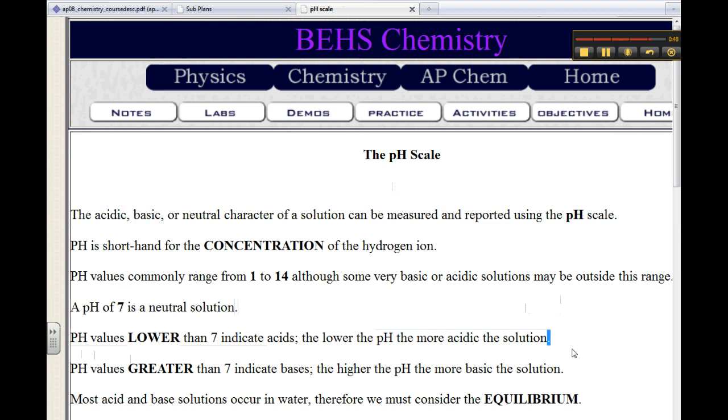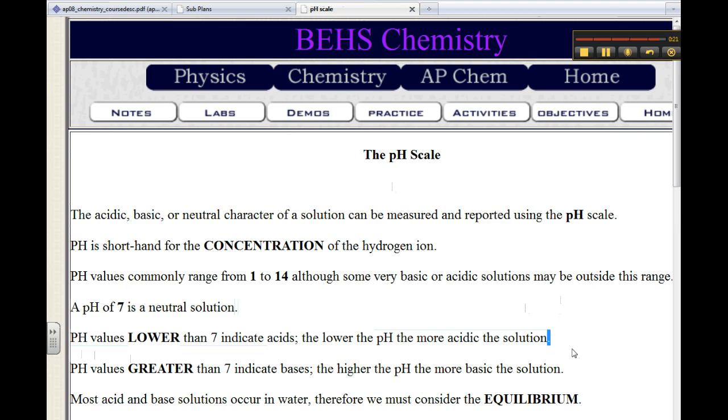Acetic acid or vinegar is not a very strong acid, so its pH is a little bit higher. It's still an acid, but more like a 2 or a 3 instead of a 1. The soda pop that we drink is slightly acidic. It has about a 3 or a 4 pH because of the carbonic acid that they use to carbonate it. Okay, so those are acids.